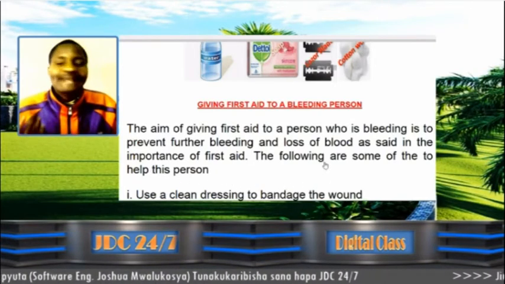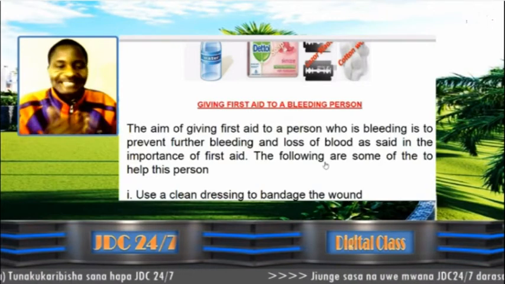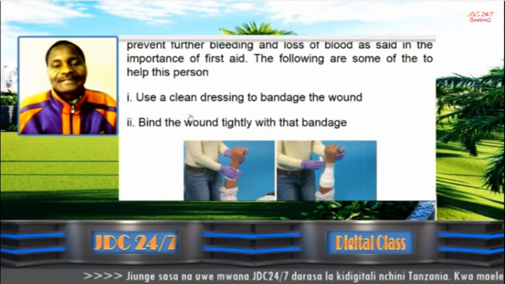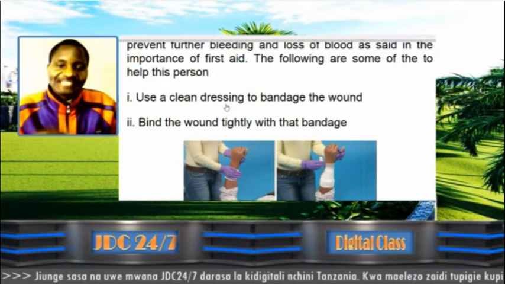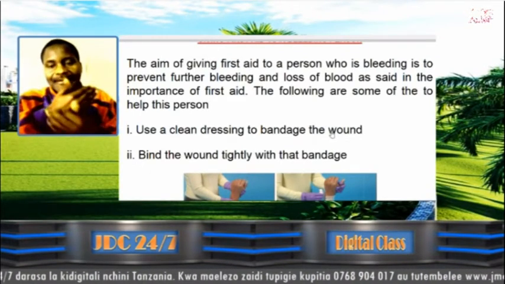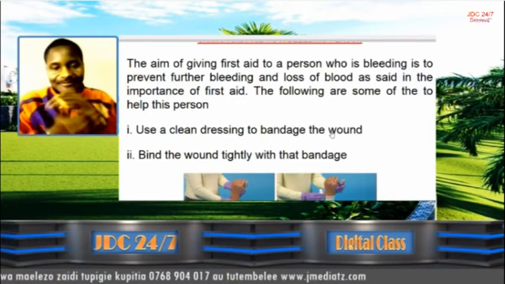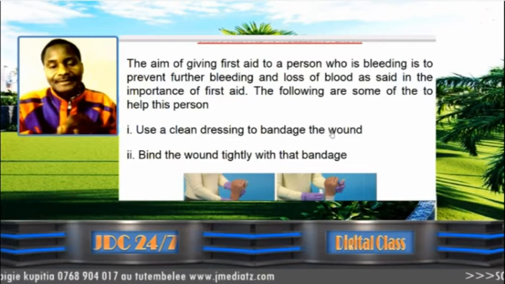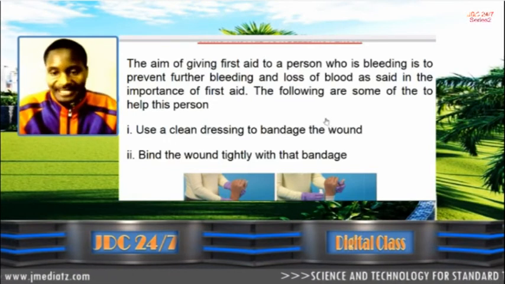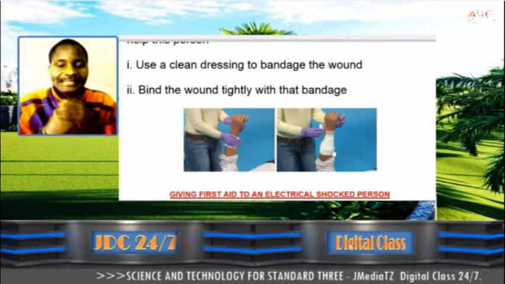Now, the following are some of the stages to help this person. One of the stages or procedures to undergo is to use a clean dressing to bandage the wound. So if someone is bleeding, like if the cut is somewhere here, you can take a bandage or a clean piece of dressing and bandage it in order to keep the wound from being exposed, but also to minimize the amount of blood that is flowing. You will also bind the wound tightly with that bandage. You bind it tightly, then there you are.